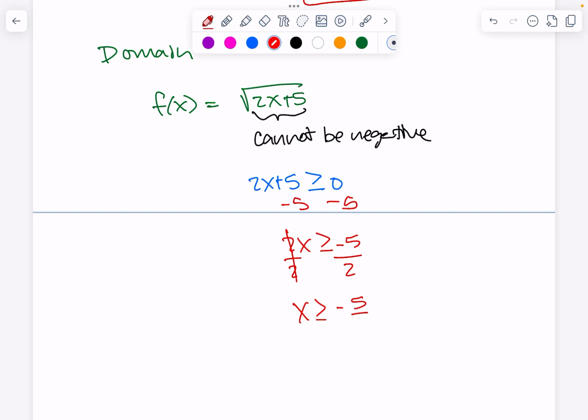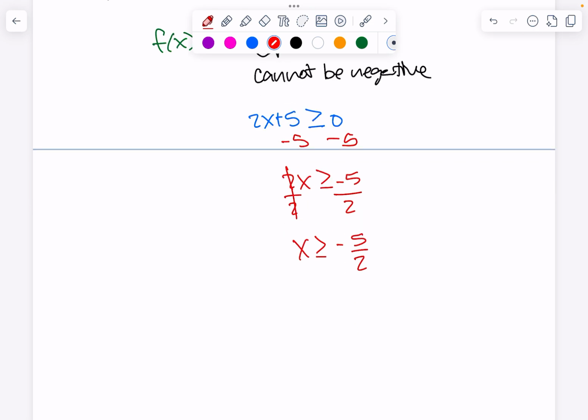And that's the domain. So the way you would write the domain is negative 5 halves to infinity. I'm really struggling with the bracket and parenthesis. The bracket comes from this guy right here. It comes from the parent function, really. We can put negative 5 halves in for x, and you would get a real result. That's why you get a bracket. That's the domain.